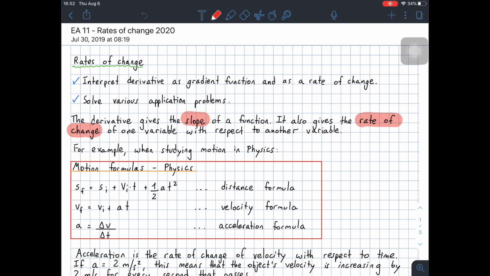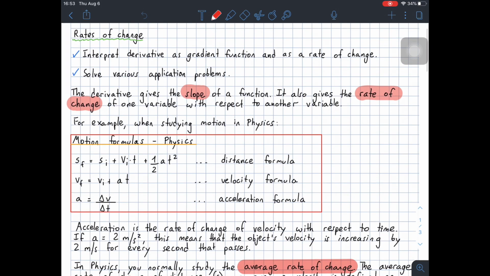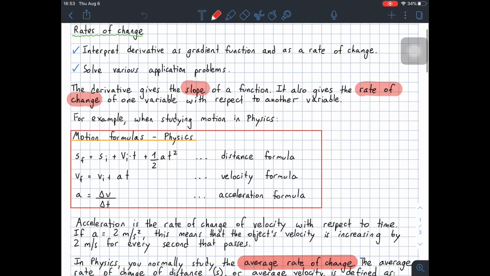We're going to start looking at how we can apply the concept of derivatives to real life scenarios. We're going to give a meaning to all of this, and see how it relates to other sciences such as physics, biology or chemistry. We're going to focus on physics today, so you can see how what we're learning in calculus has a real life application. The objectives are: interpret the derivative as a gradient function and as a rate of change, and solve various application problems.